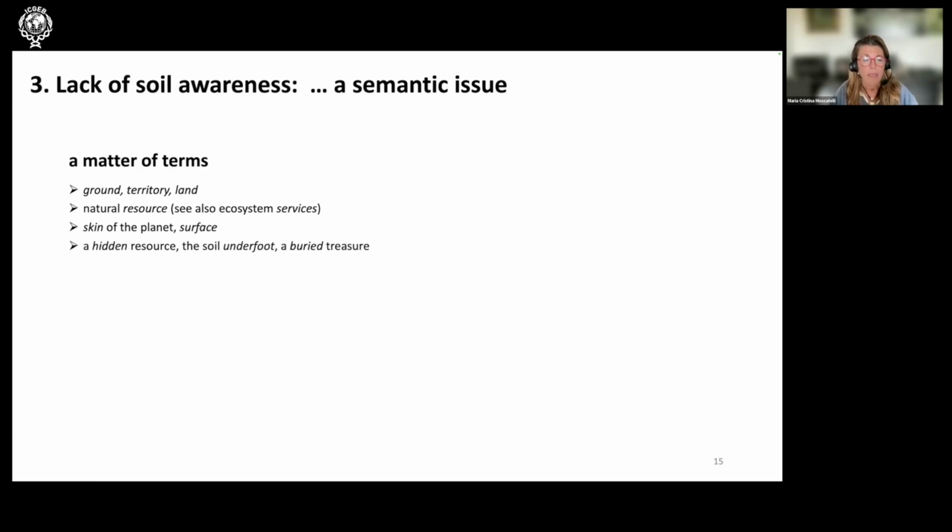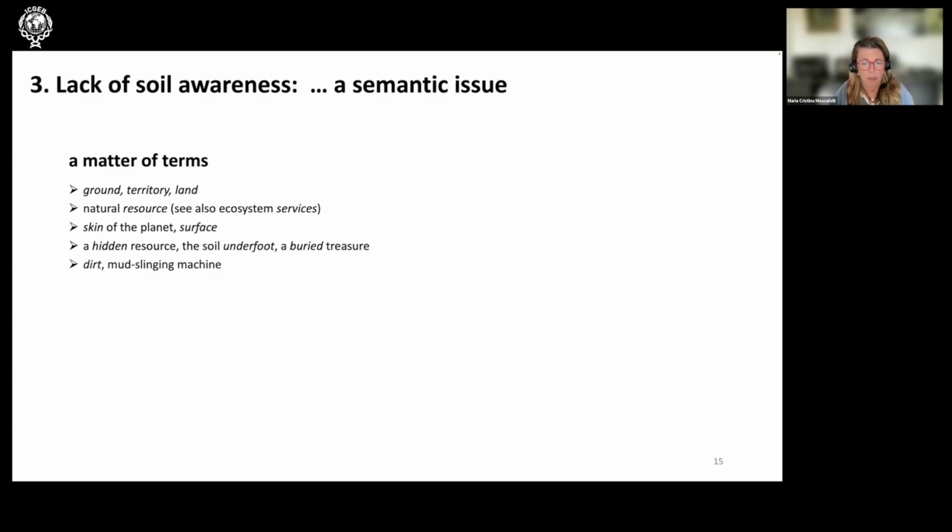In some books and papers, soil is indicated as a hidden resource, or in articles, the soil underfoot, a buried treasure, something which we do not immediately perceive. So we must look for it hidden. We find it stuck under our shoes. Sometimes this is not nice. It's a buried treasure. So to find it, we have to dig.